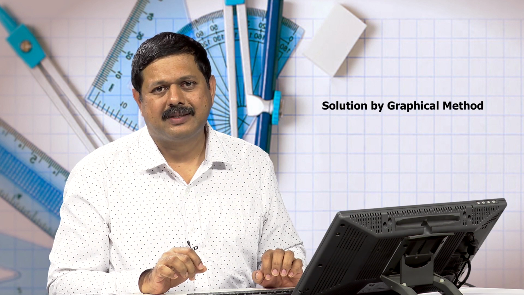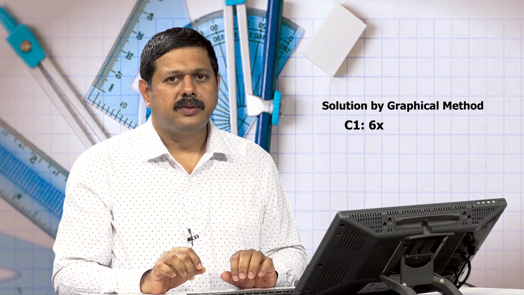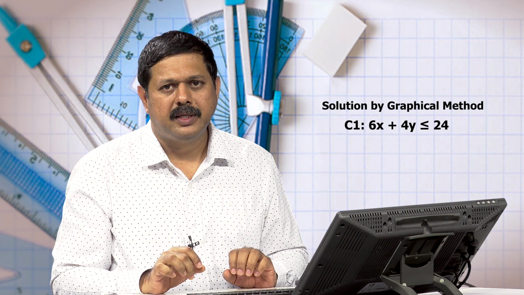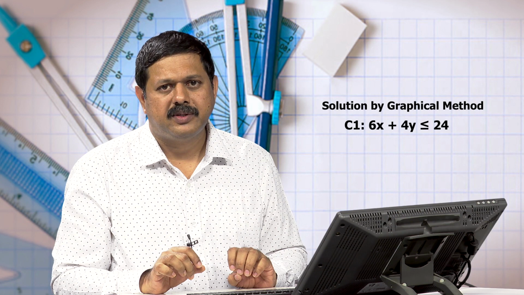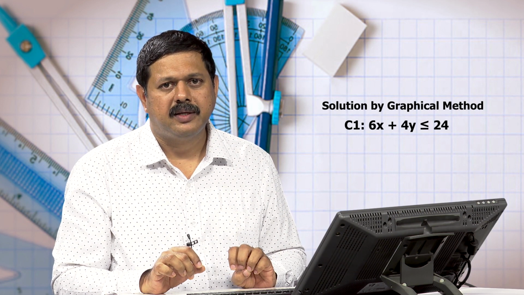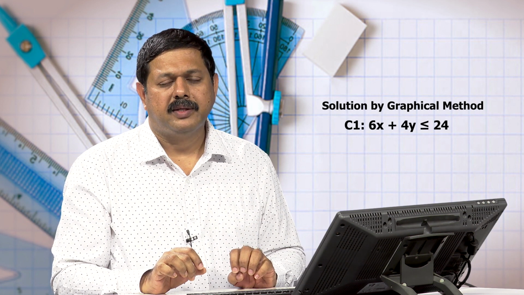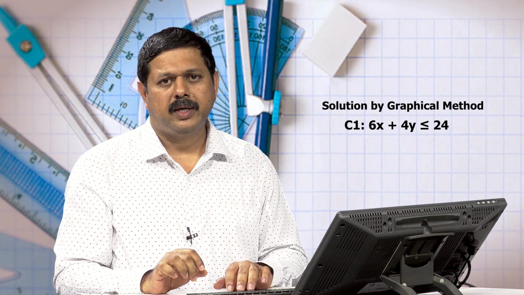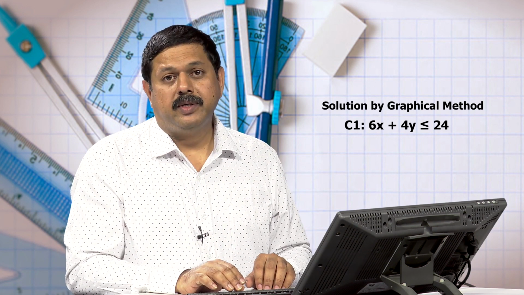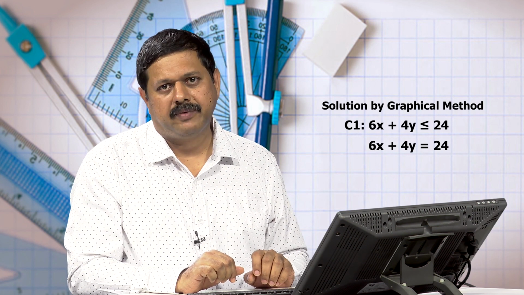Consider the constraint C1 given by 6x plus 4y less than or equal to 24. Since this constraint represents both the inequality and the equation, it can be represented as a region graphically such that the region includes the points satisfying 6x plus 4y less than 24 and 6x plus 4y equal to 24. To achieve this, first represent 6x plus 4y equal to 24 graphically.